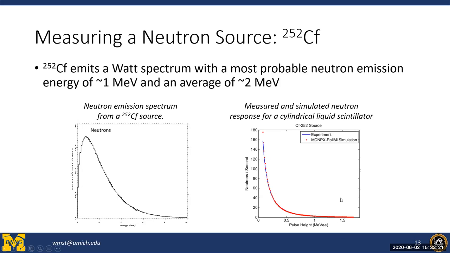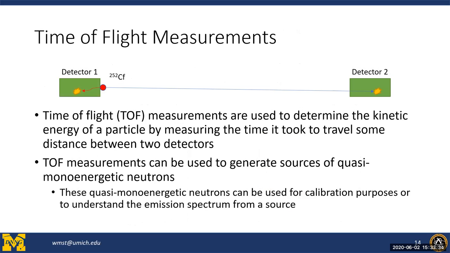Now, of course, this is just a basic measurement looking for neutron interactions with our system. What are some more interesting measurements we can do with these detectors, since we have something that is sensitive to fast neutrons?